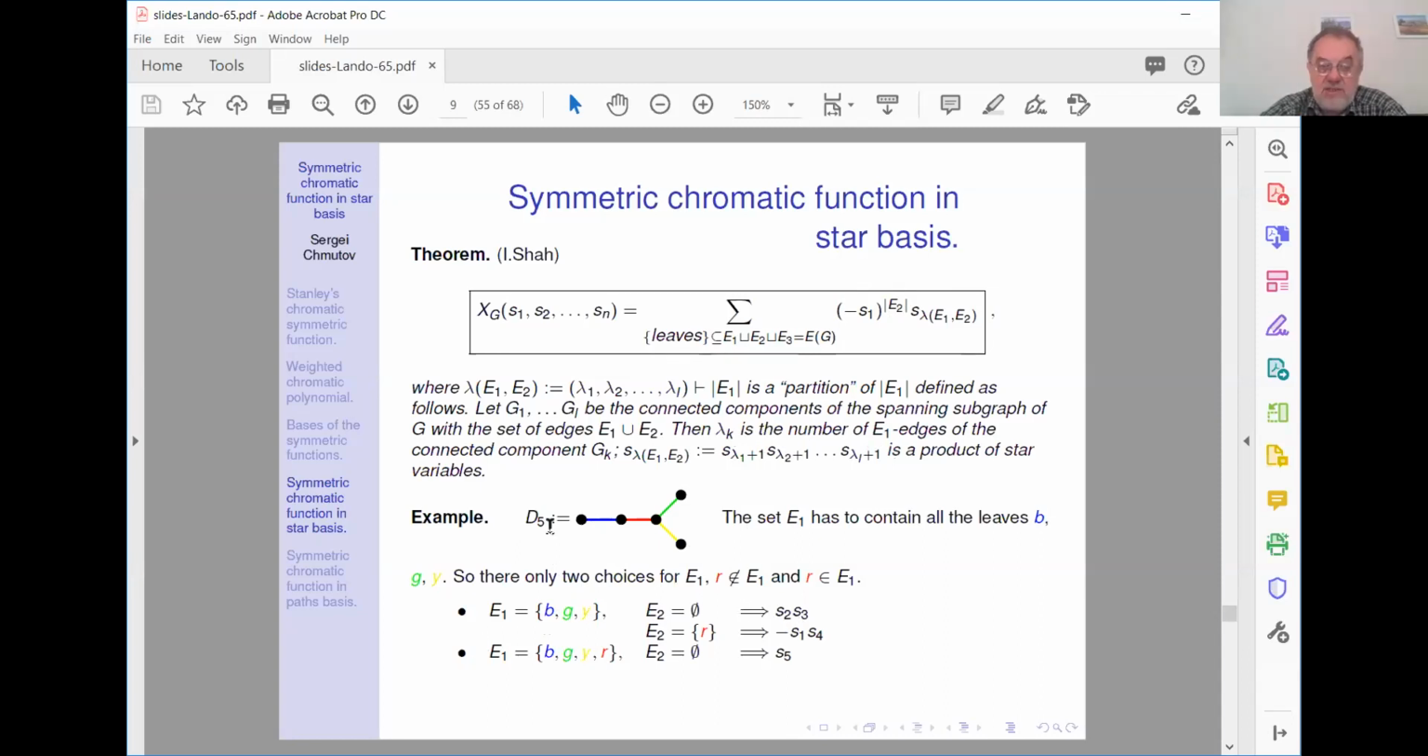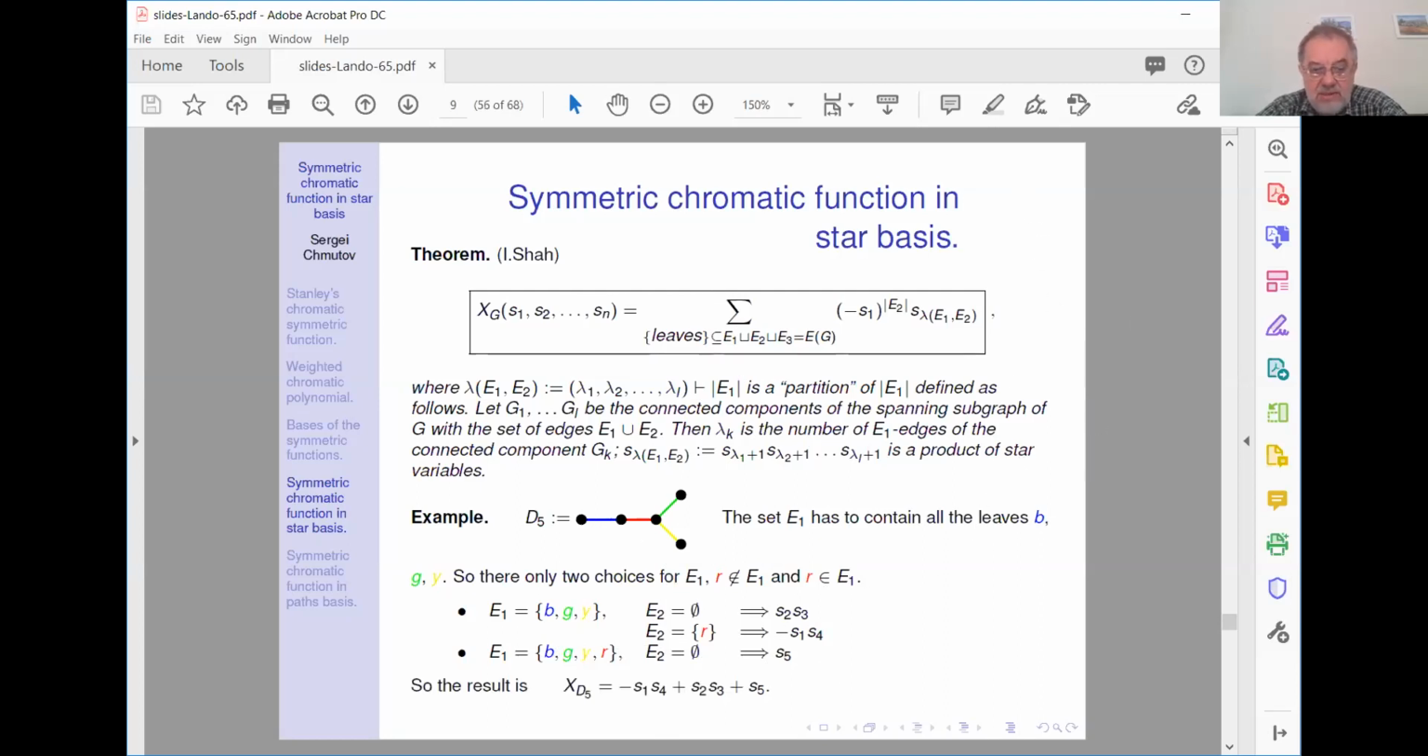The last choice, where E1 contains everything, there is no room for the other two sets. So they are going to be empty sets, and all edges are E1 edges, and there are 4 of them. So it will be just S4 plus 1, S5, that one. And basically that's the result.